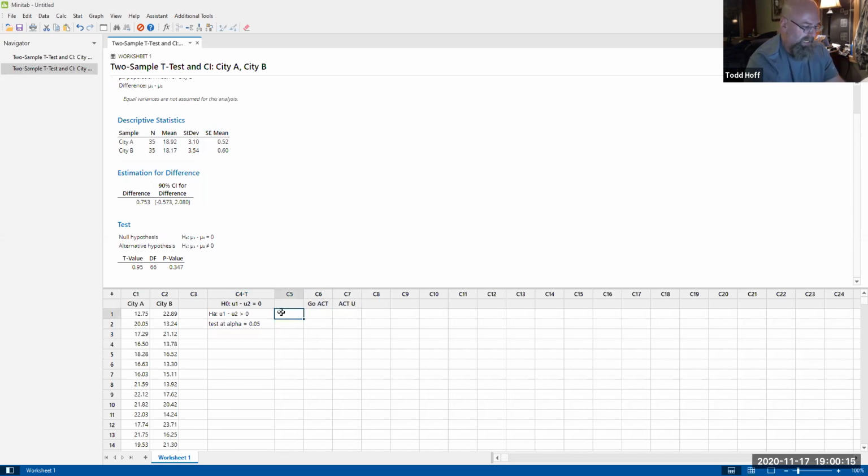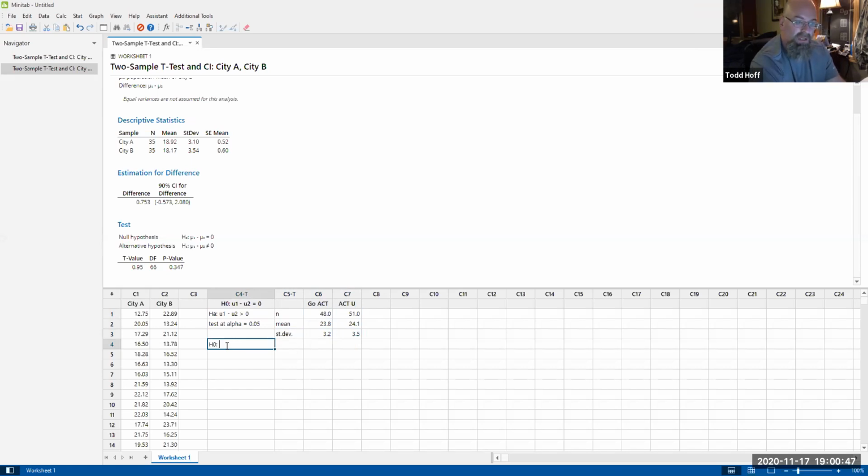And let's say we're going to use a sample size here. GoACT, where we get 48 customers that use them for ACT prep. And we found a sample of 51 customers that used ACTU. The mean score for GoACT was 23.8. ACTU was 24.1. Standard deviation, 3.2 and 3.5.